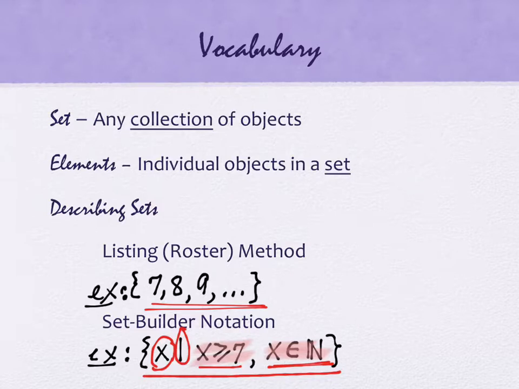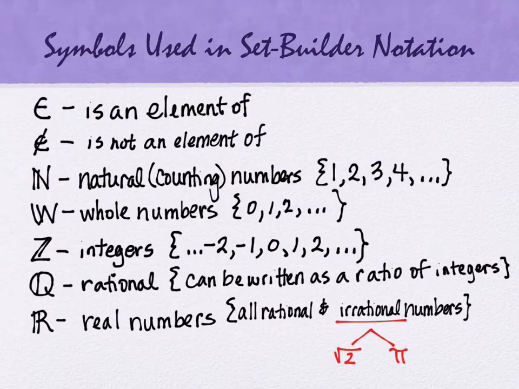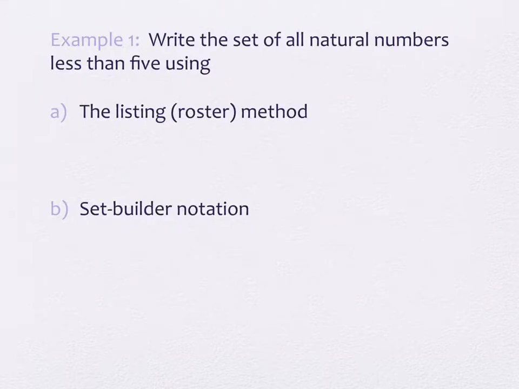Okay, so we're going to do just a little bit of practice of going between these types of methods, the listing method and these written methods, we'll say it that way. It says to write the set of all natural numbers less than 5 using the listing or roster method and then using the set builder notation method. You need to be careful to tend to the fact that this says natural numbers, and that it says less than 5. Those are the two pieces of information.